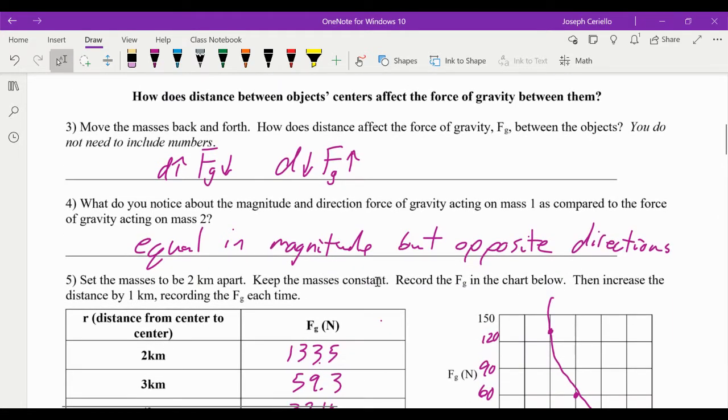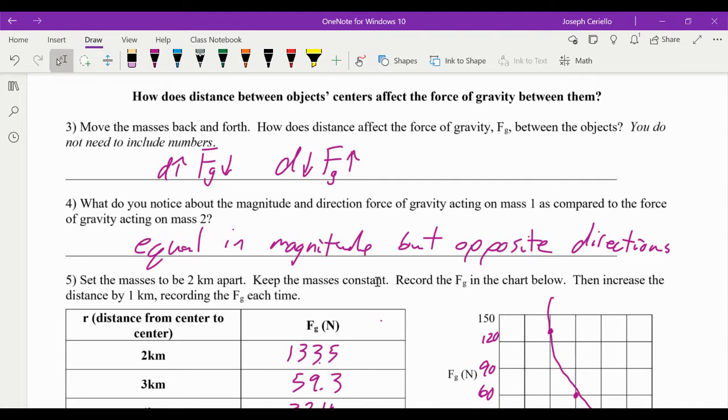What do you notice about the magnitude and direction of the force of gravity acting on mass 1 as compared to the force of gravity acting on mass 2? Never forget, all forces come in pairs, equal in magnitude and opposite in direction, and they act on different objects. So if object 1 feels a force of gravity from object 2, object 2 feels the exact same force of gravity from object 1. They're equal in magnitude but opposite in direction.